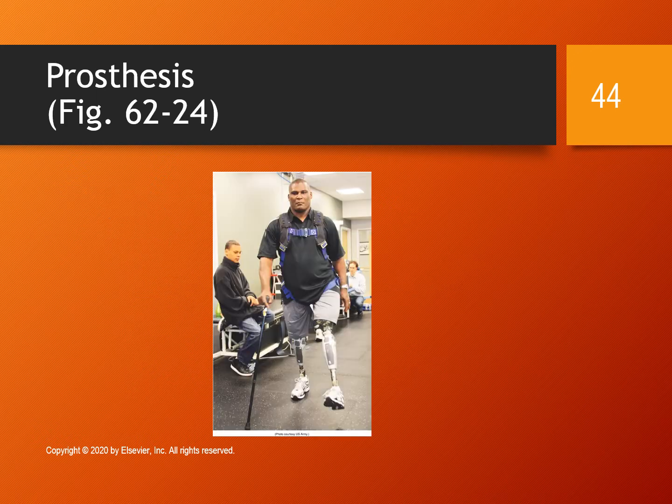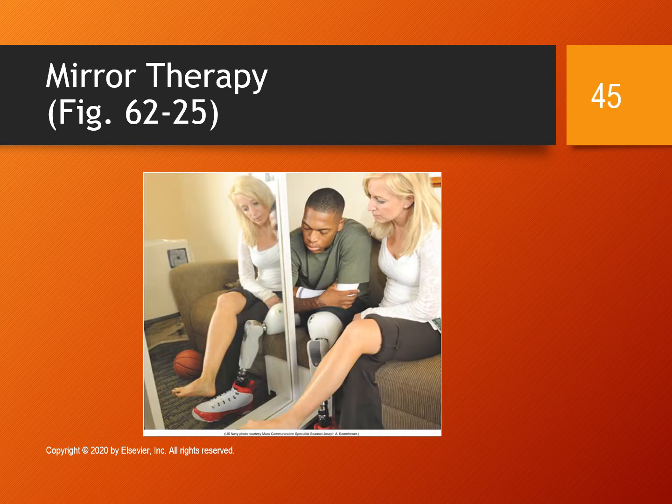Here we have a patient with bilateral AKAs who is using prosthesis and getting around just fine. Here's a patient that's undergoing mirror therapy. You can see she has amputation with prosthesis and is engaging in the mirror therapy to help with the phantom limb pain.